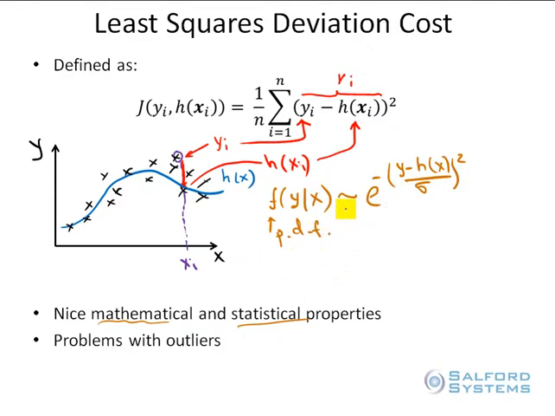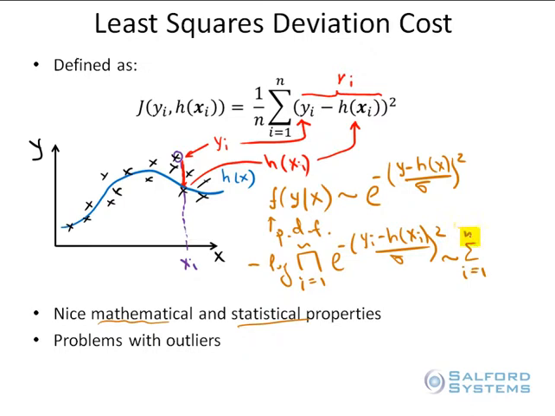And this way, if you apply a likelihood principle here, so if you compute the negative log likelihood, which is the product, i goes 1 through n, of this e to negative, this time, y sub i minus h of x sub i divided by sigma squared. If you take this and simplify, eventually you'll see that this is equivalent to the sum of i goes 1 to n of y sub i minus h of x sub i squared, which directly gave us this least squares loss introduced over here.